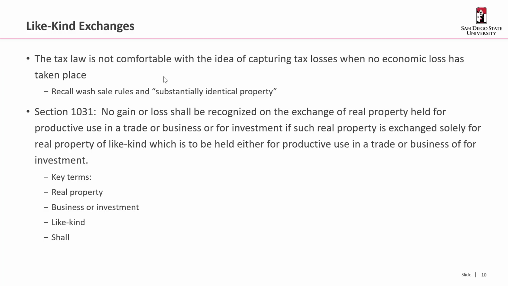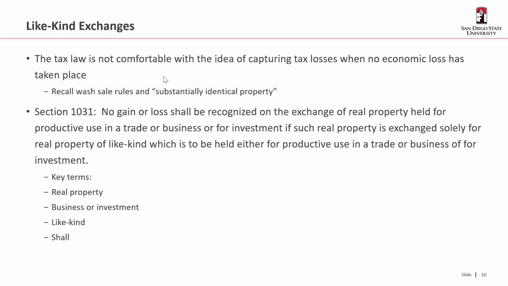The property must be held for business or investment. So if you are the taxpayer, the property you're giving up must have been held for business or investment, and the property you're receiving you must also use for business or investment. However, your counterparty doesn't necessarily have to have done so. That would negate their ability to have like-kind exchange treatment, but it doesn't yours. The property must be like-kind, and we'll get into that.